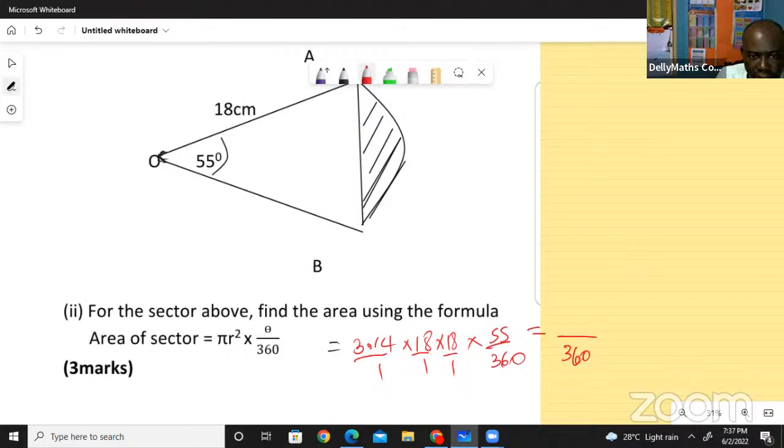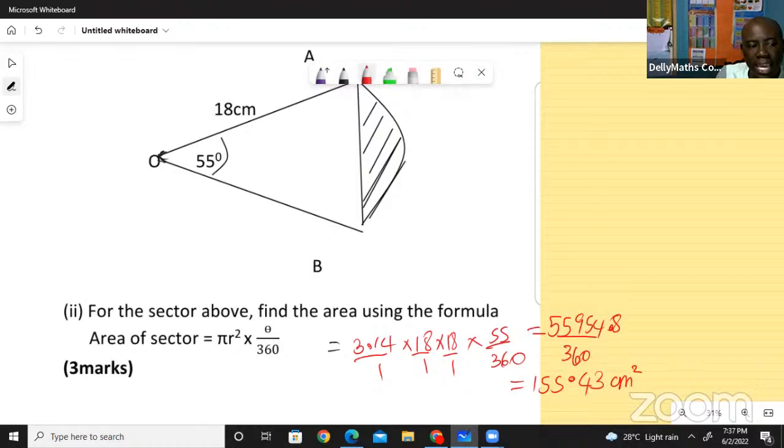And I'm going to write this 55954.8. So I'm going to divide that by 360 now to get my real answer. So my real answer is 155.43. It is an area question, so it is going to be cm square.